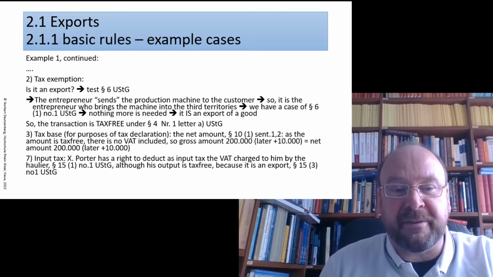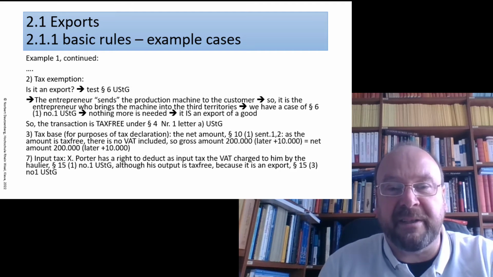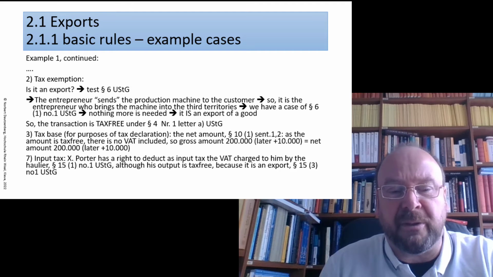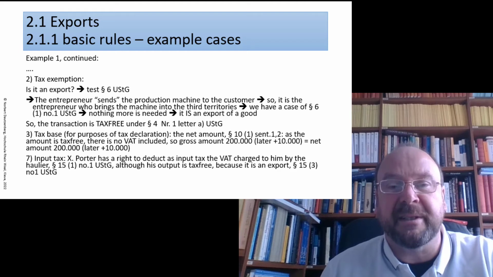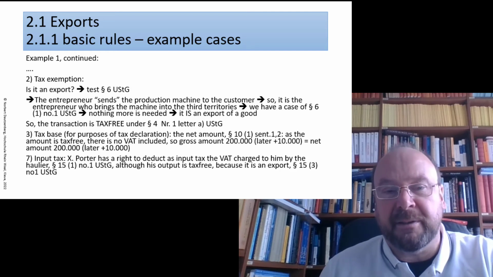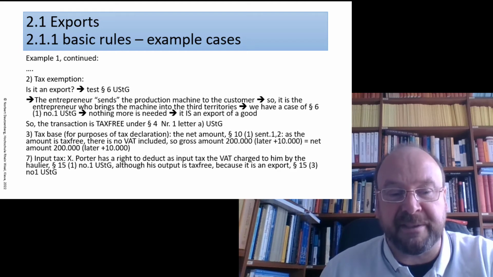Input tax deduction rules. Well, the exporter has a right to deduct as input tax the VAT which was charged to him for raw material or by the haulier, and so on, although the output itself which he has is tax-free, because exports entitle you to input tax refund or deduction, in spite of the export itself being tax-free. That can be found in 15.3 number 1 of the Umsatzsteuergesetz.